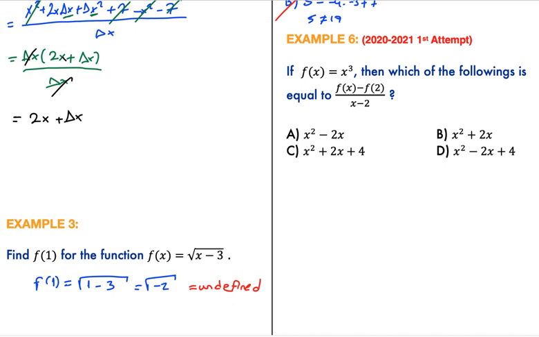Okay, let's try f of x minus f of 2 over x minus 2. It looks complicated, but it's not as complicated as it looks. We know f of x already. That's given as x cubed in the question. We don't know f of 2. That's what we need to evaluate first. How do you evaluate f of 2?